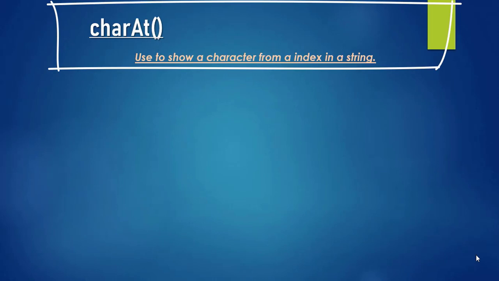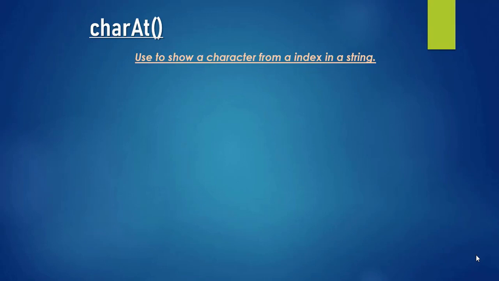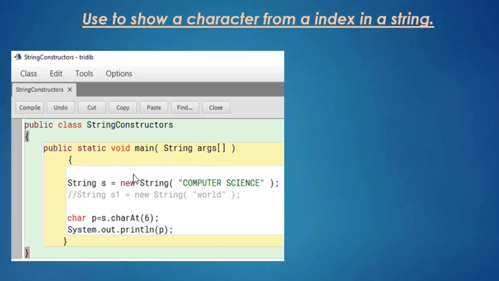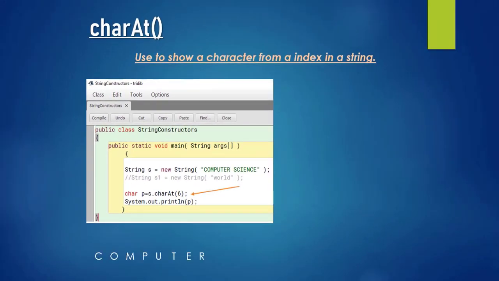Next is charAt. This function returns a character from the given index of the string. Look at this example. I have written s equals new String("computer science"), then p equals s.charAt(6). It means I am trying to find out which character exists at the 6th index in the string. Always keep in mind that the index starts with 0. So the value that comes is e.